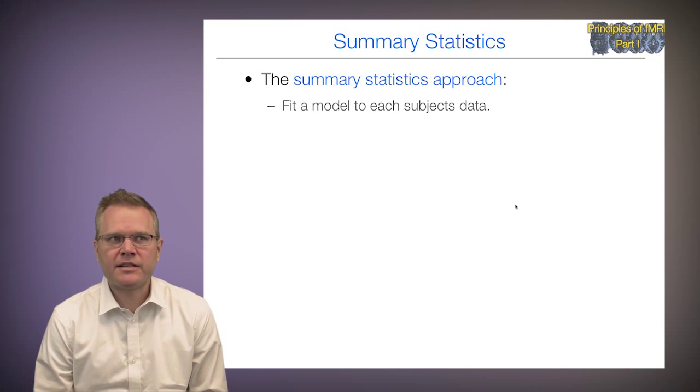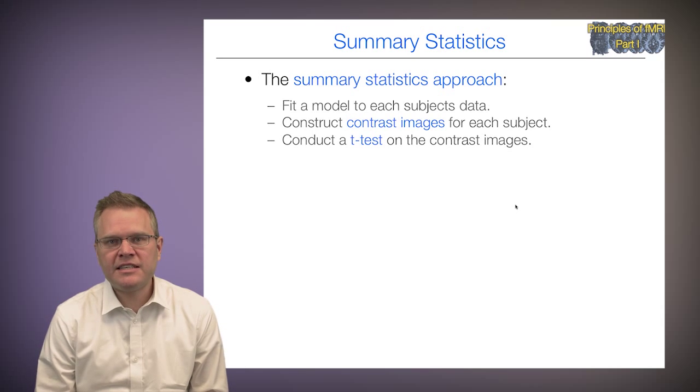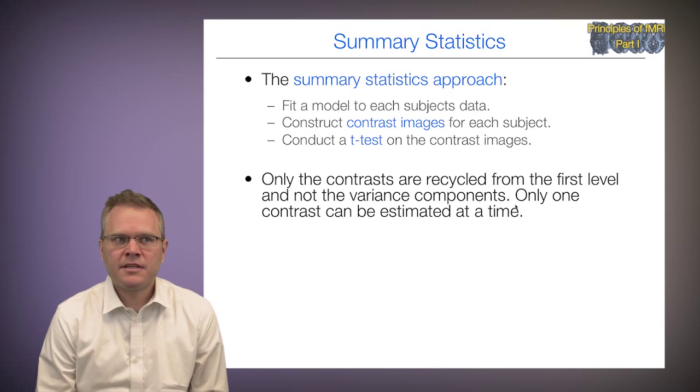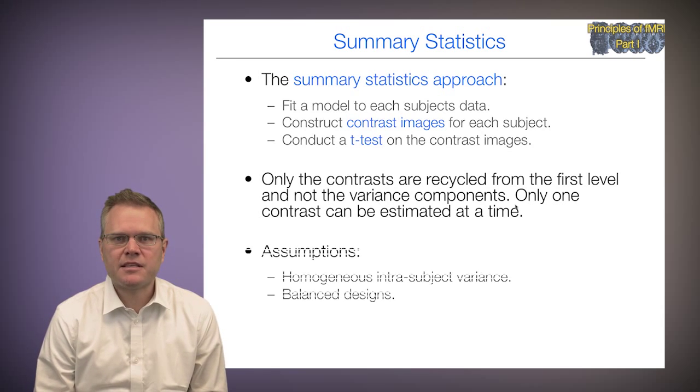And so, just to summarize, the summary statistics approach, here we fit a model to each subject's data, and then we construct contrast images for each subject, and then we conduct a t-test on the contrast images. Now, only the contrasts are recycled from the first level models, and only one contrast can be estimated at a time. And so this makes a number of assumptions, but if these assumptions hold true, then this is a very simple and straightforward way of doing a multi-level model, which circumvents some of the computational difficulties of using a full mixed effects model.